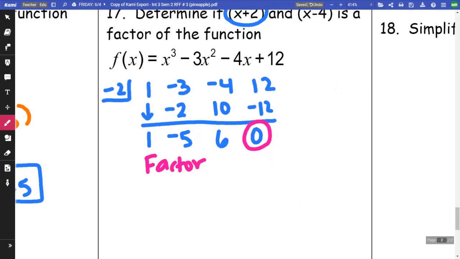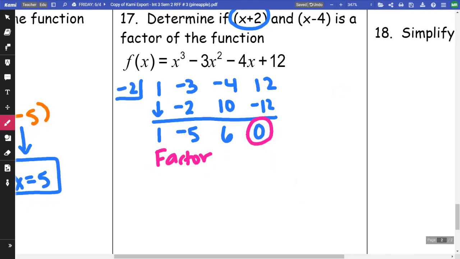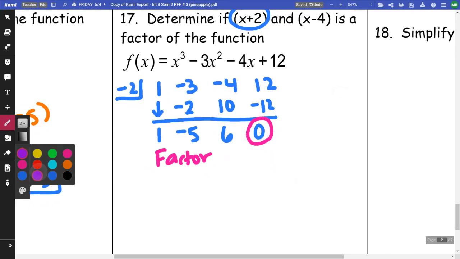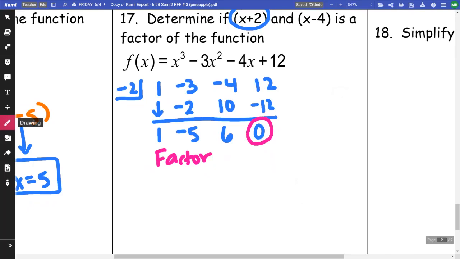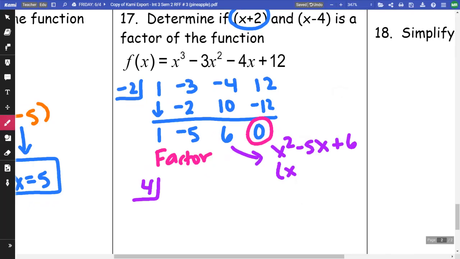So now let's try the other one, which is the negative 4. So what makes negative 4 0 is positive 4. So I'm going to do 4. Or I can just factor this too, but I'll show it both ways. So this is an x squared minus 5x plus 6. When I factor that, that's going to be an x minus 3, x minus 2. So this is not going to be a factor, but I will show it also here.